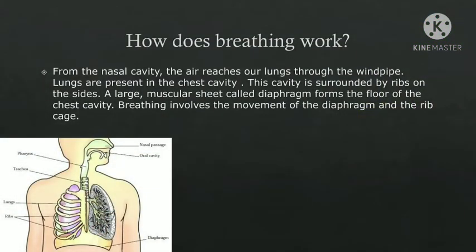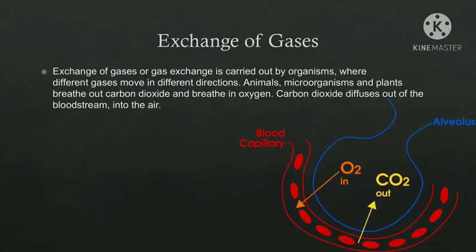How does breathing work? From the nasal cavity, the air reaches our lungs through the windpipe. Lungs are present in the chest cavity. This cavity is surrounded by ribs on the sides. A large muscular sheet called the diaphragm forms the floor of the chest cavity. Breathing involves the movement of the diaphragm and the rib cage.